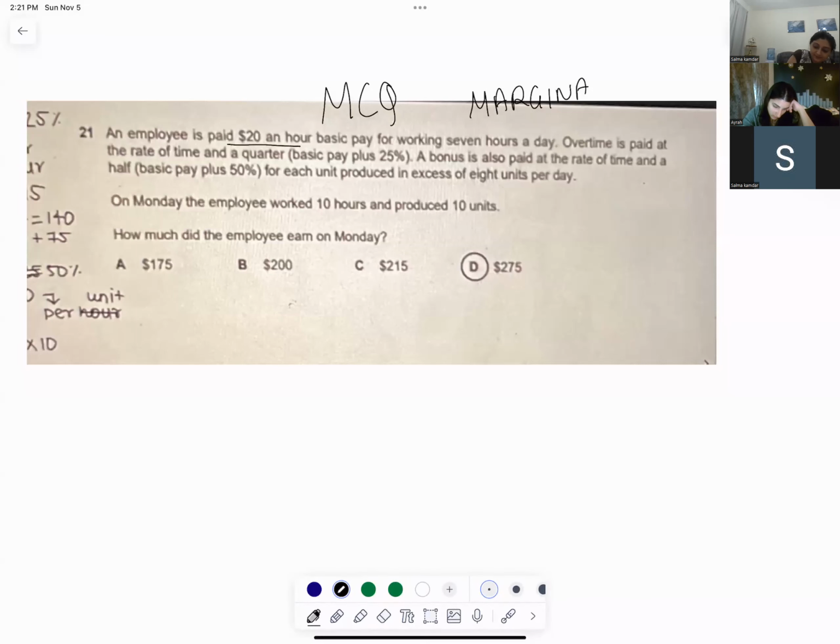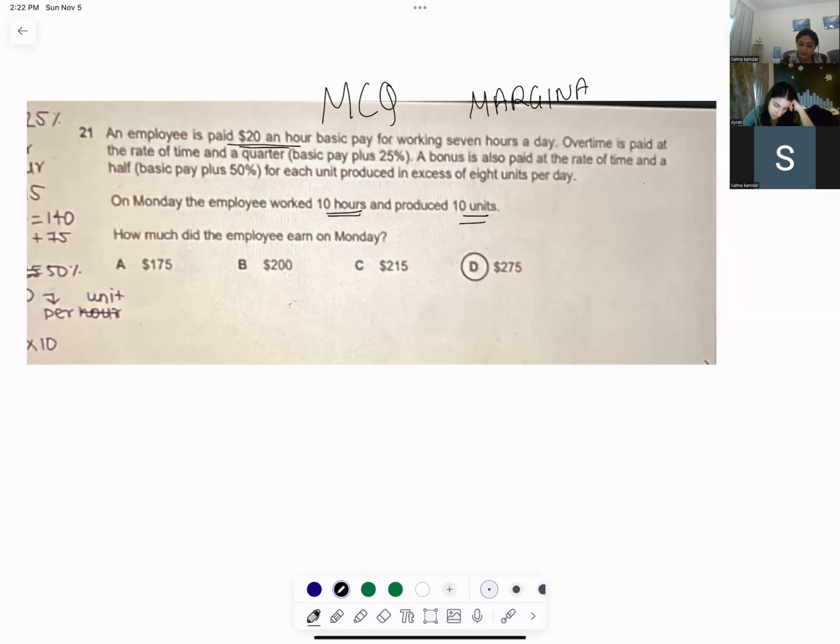An employee is paid $20 an hour, basic pay for working 7 hours a day. Overtime is paid at the rate of time and a quarter, basic pay plus 25%. A bonus is also paid at the rate of time and a half, basic pay plus 50% for each unit produced in excess of 8 units per day. On Monday, the employee worked 10 hours and produced 10 units. How much did the employee earn on Monday?